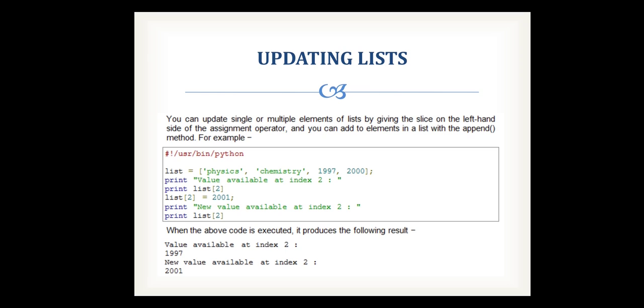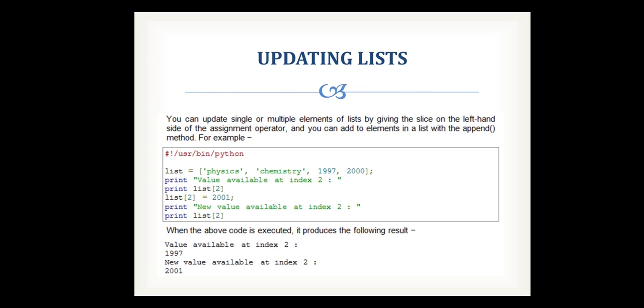Next, updating a list. You can update single or multiple elements of a list by giving the slice on the left hand side. We are going to use the slice on the left hand side with the assignment operator, and you can add elements to a list with the append function.